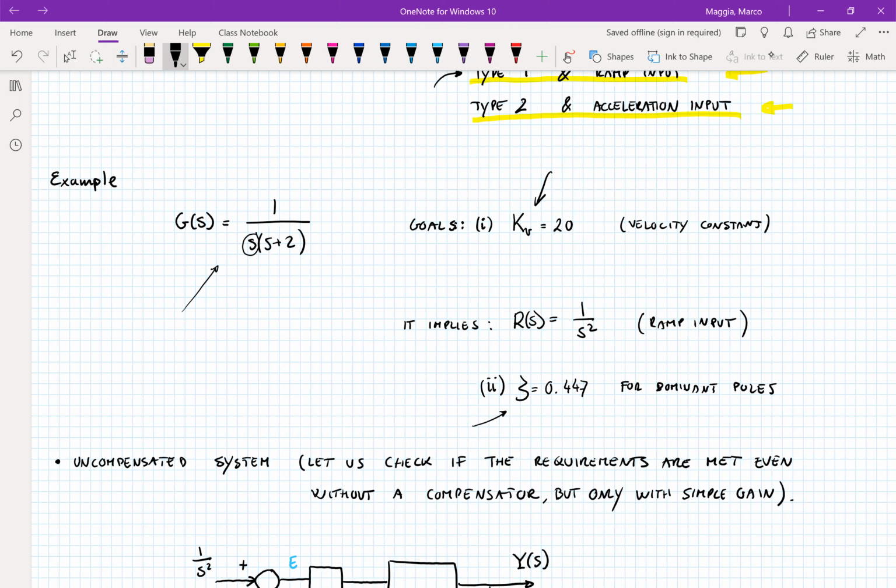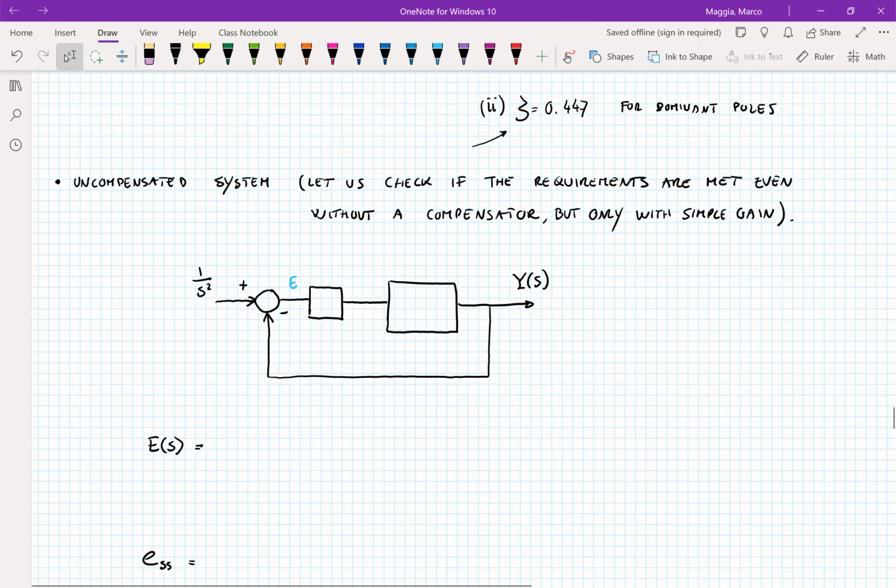As we did last time, the first thing that you want to check is whether or not the uncompensated system meets the requirements, because if that is the case, there's no need to introduce a compensator. So let's go ahead and check if the requirements are met without the compensator. So let's analyze the uncompensated system. We have that our input is the ramp input, that is 1 over s squared. Then, as usual, a constant gain K that can be varied. And finally, we have the plant as 1 over s times s plus 2.